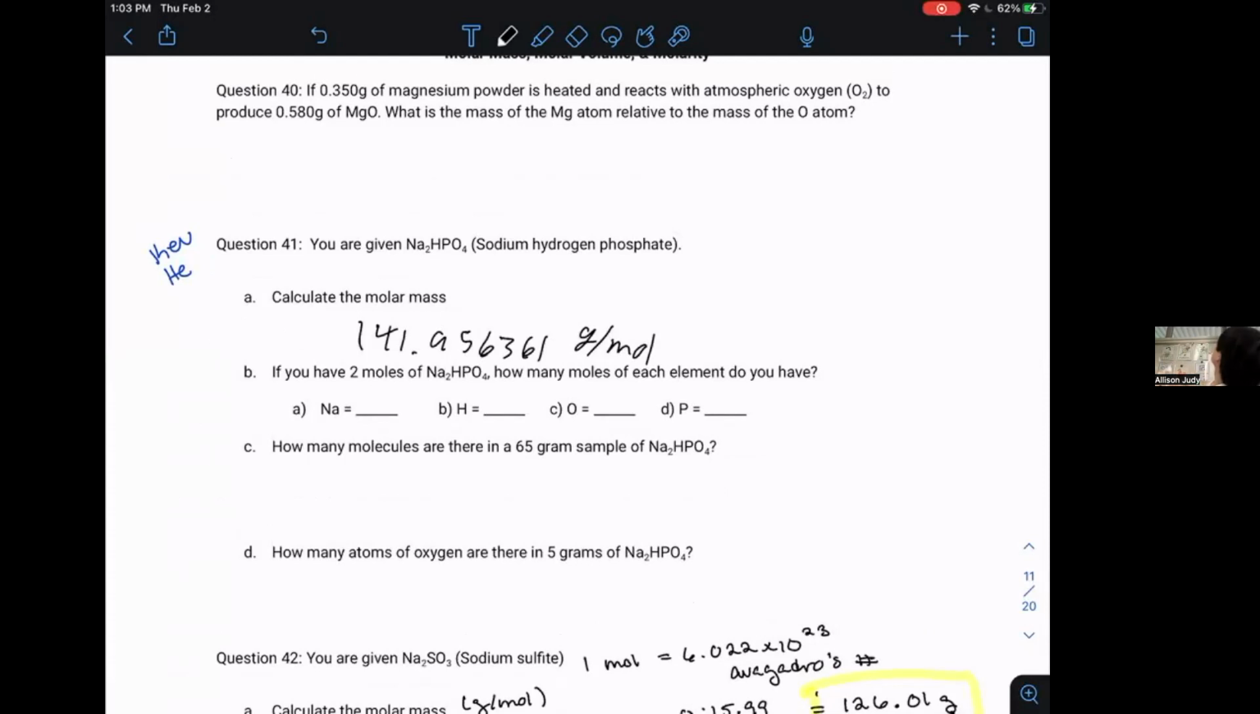Is this legible, guys? It's good. They're saying it's better than yours. Okay, part B.